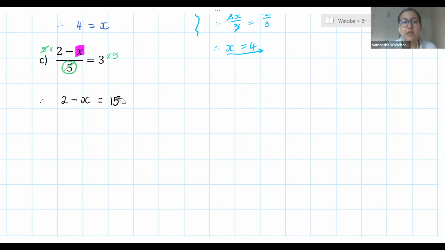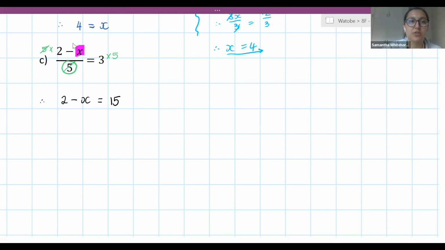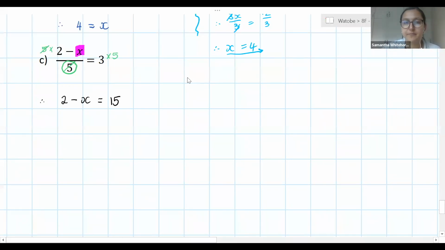What is the next thing I can now deal with, guys? I've got 2 minus x equals 15. What's the next step I can now do to solve this equation? Okay, Sihle said addition. Sihle, what are you going to add? What term are we adding? Right, I like where we're going with this.